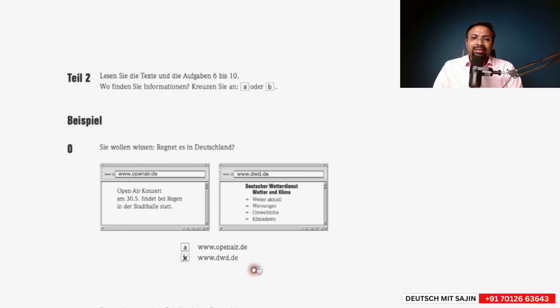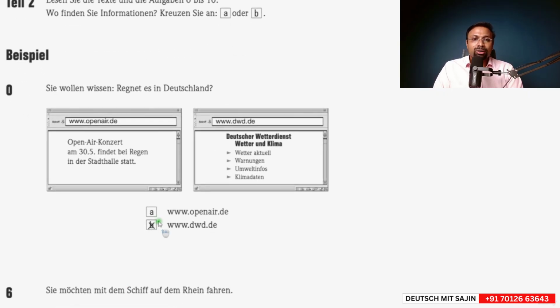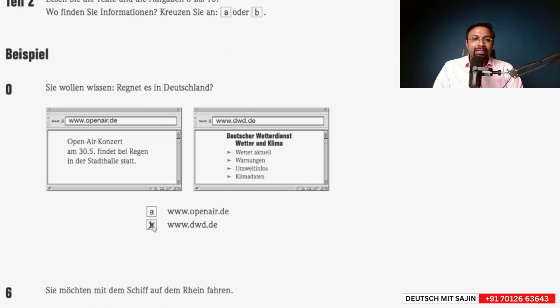Here is written, "Lesen Sie die Texte und die Aufgaben 6-10. Finden Sie Informationen." Where do you find information? It means read the text and where do you find information? "Kreuzen Sie an, A oder B." You put a cross on A or B, depending on which is correct.